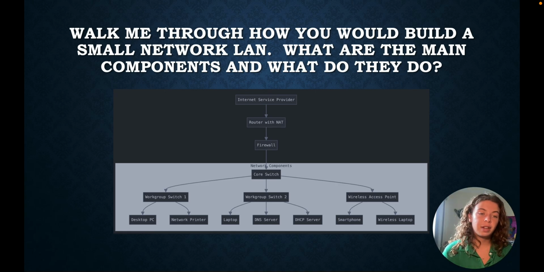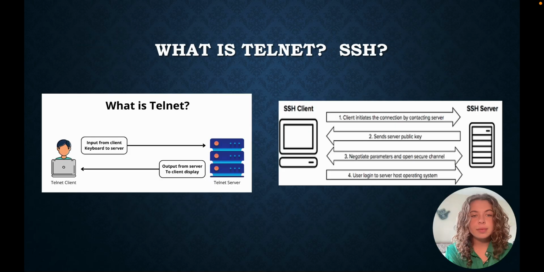Next, we're going to configure network settings. So we're going to set up IP ranges, DHCP, DNS, and firewall rules. And lastly, we're going to test and optimize by verifying connectivity, optimizing Wi-Fi placement, and monitoring the network.